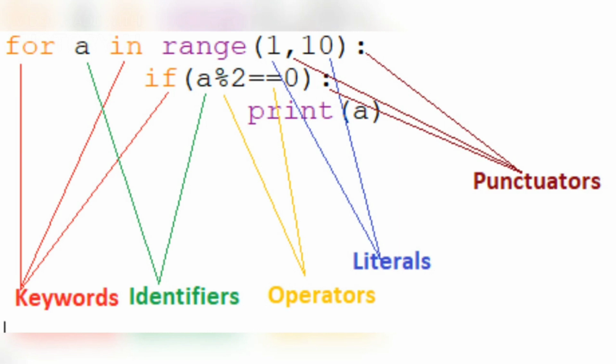And commas and colons are the punctuators. I hope your concept about tokens is clear.